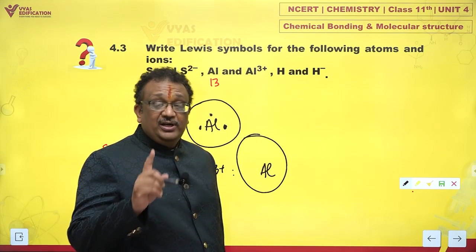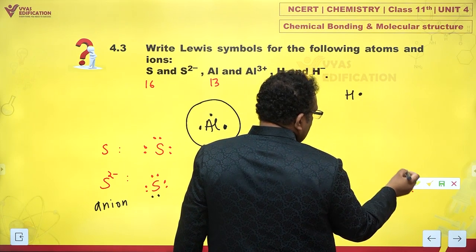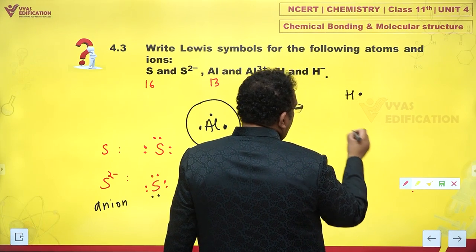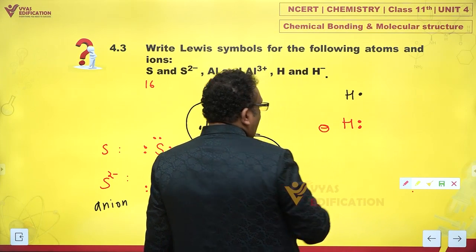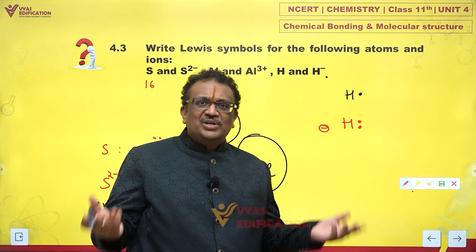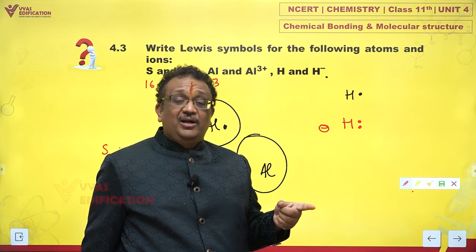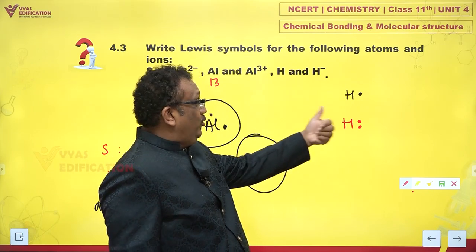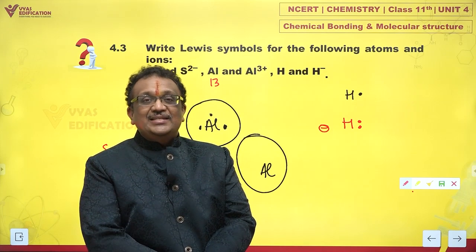Let's take a look at hydrogen also. Hydrogen is an S block element. It has only 1 electron. So hydrogen is H dot, and hydride ion would be 2 dots. Why? Because it's hydride ion. As simple as that. -1 means 1 extra electron. 1 it already had, 1 more is added. So you get 2 valence electrons in H minus anion.